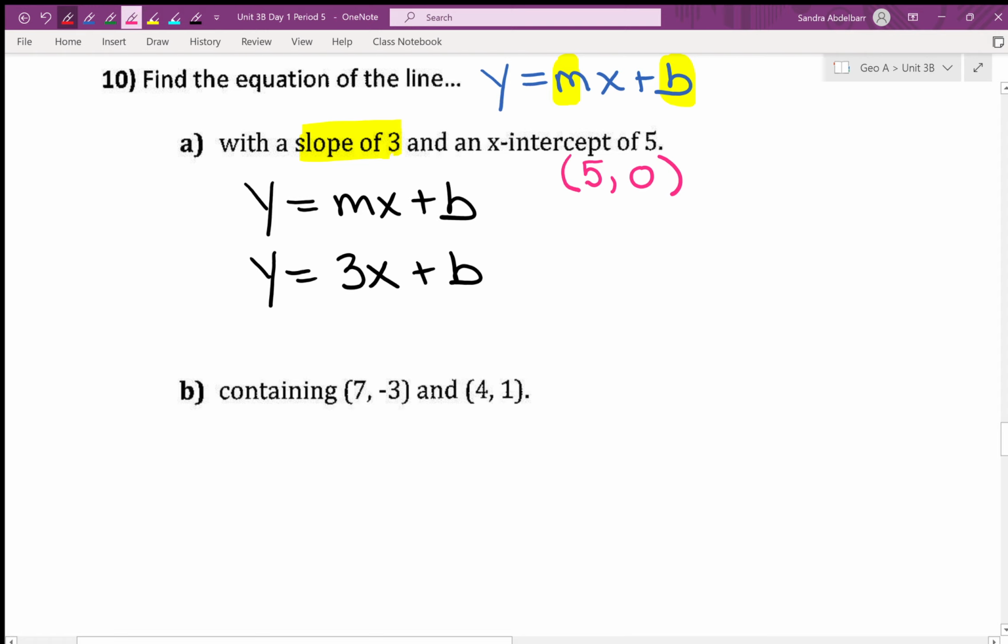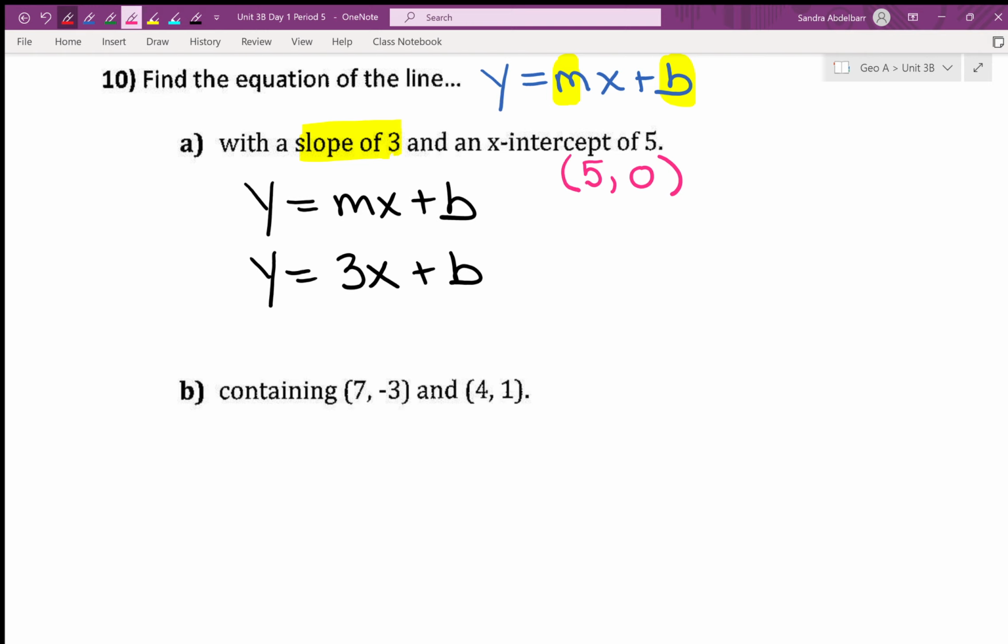So I need to find b. That's what we need to do. We need to find a b. How am I going to find a b? Well, don't x and y represent all the points that exist on the line? So can I plug in 5 for x, 0 for y, and then solve for b? That's what I want to do.